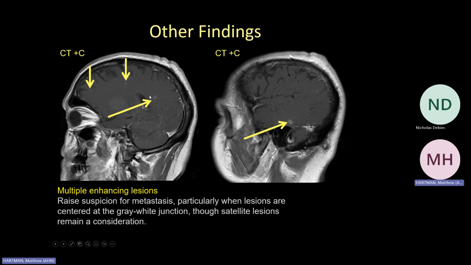Multiple lesions, think metastases. That's our key, multiple metastases. This is actually mislabeled. This is an MRI T1 with contrast.